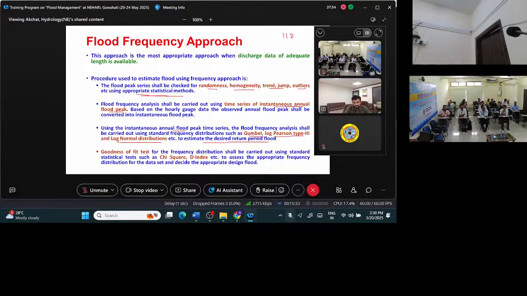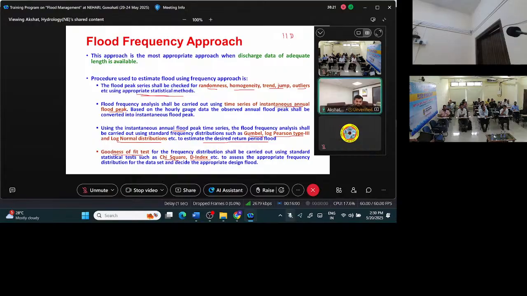Now we have three series, so we should estimate which is the best fit series. And for the best fit, we have a test known as goodness of fit test, which shall be carried out using standard statistical tests such as chi-square test or d-index test to assess the appropriate frequency distribution of the dataset and appropriate design flood.